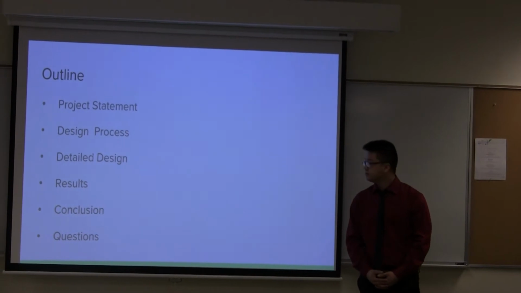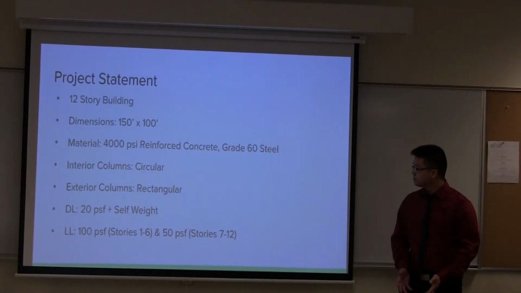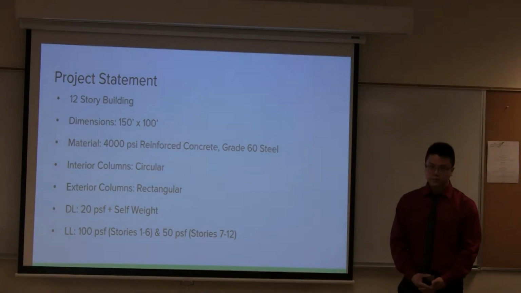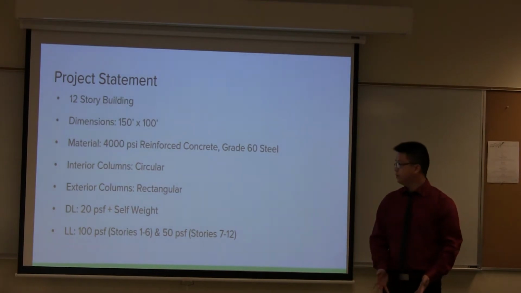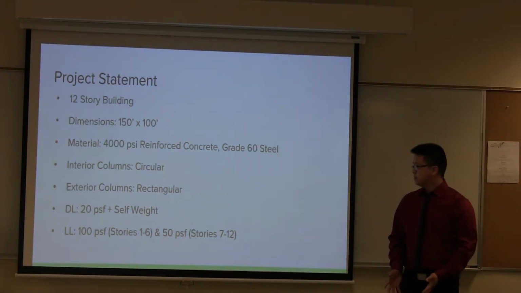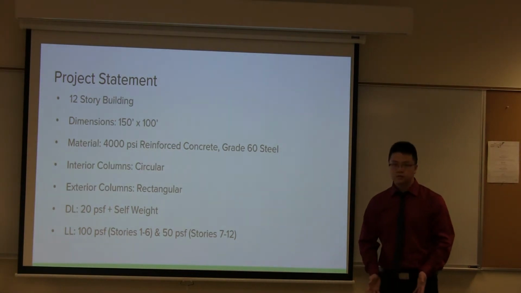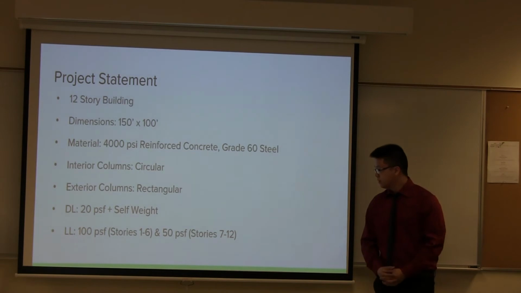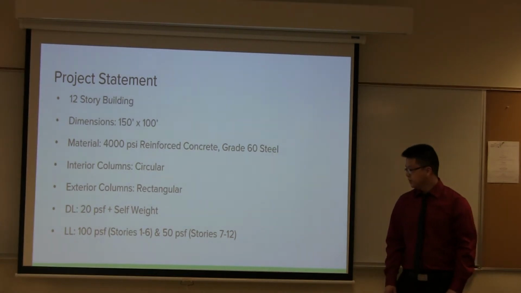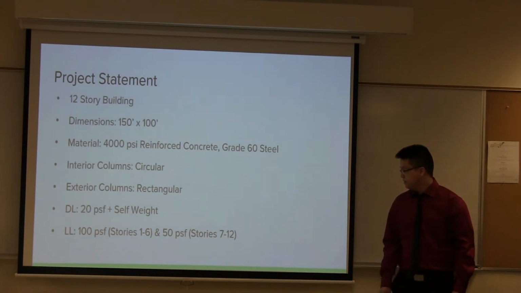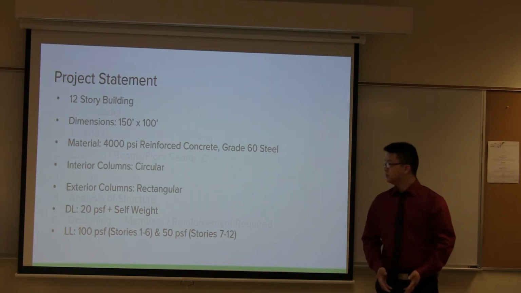with conclusion and questions. For the project statement, we have a 12-story building with dimensions of 150 foot by 100 foot. The materials that we use will be 4 KSI reinforced concrete and 60 KSI steel. For the columns, the interior columns we use as circular columns, and the exterior columns as rectangular columns. For the given dead loads, we have 20 PSF plus the self-weight of the concrete. For live loads, 100 PSF for stories 1 through 6, and 50 PSF for stories 7 to 12.